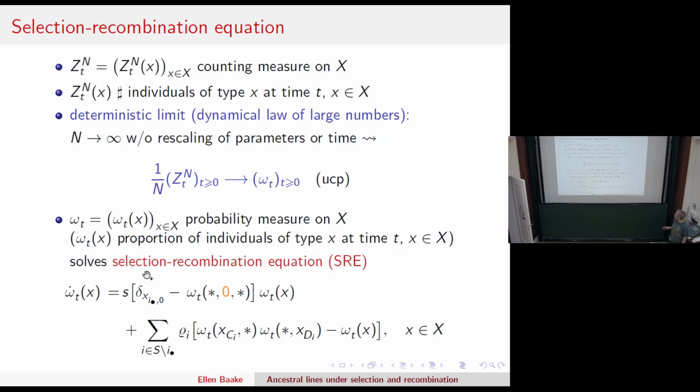And you get the product because parents are supposed to meet randomly. And then also you lose an x all the time because every individual is being replaced by recombined ones all the time as well. So this is my somewhat messy version of the differential equation. It will improve in a minute, but for the moment, let's take it as it is.